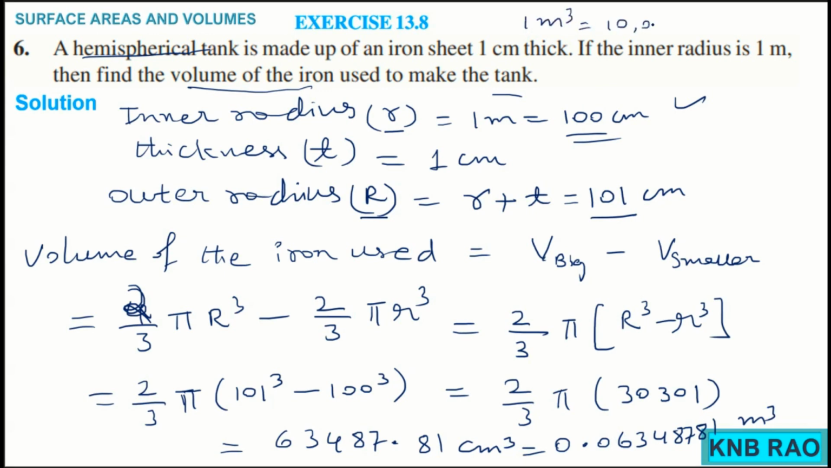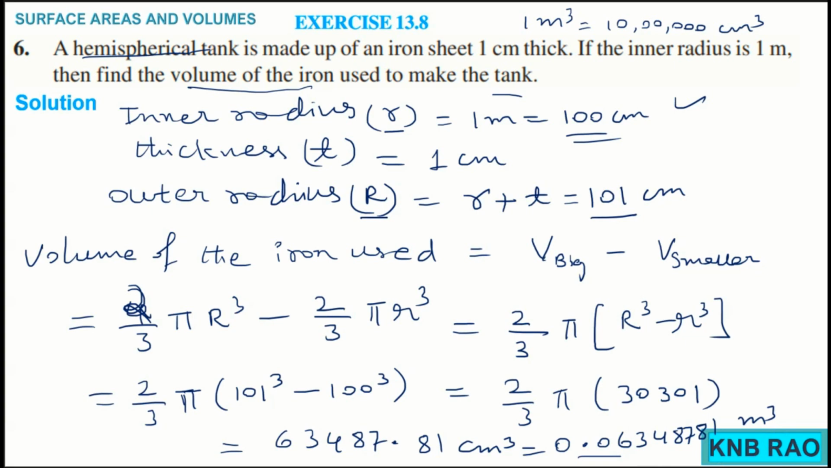Why? Because 1 meter cube is 10 lakh centimeter cube, you know that. With that we are converting, so the point will shift 6 places, for the 6 zeros. So that's how it comes, 0.063487 meter cube. Okay, this is how we solve this question.